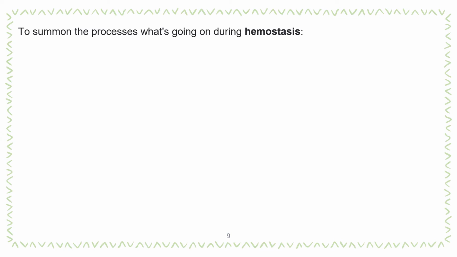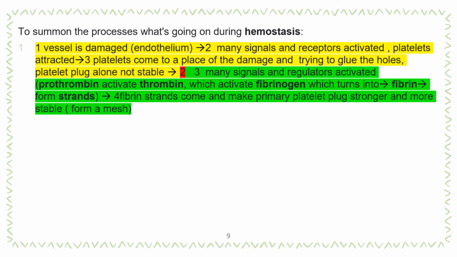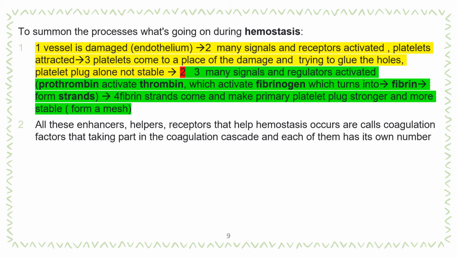To sum up the process of what's going on during hemostasis: the vessel is damaged, the endothelium is damaged, many signals and receptors are activated, and platelets are attracted. Platelets come to the place of damage and try to glue the holes. The platelet plug alone is not stable. Many signals and regulators are activated. Prothrombin activates thrombin, which activates fibrinogen, which turns into fibrin. Fibrin forms strands. Fibrin strands come and make the primary platelet plug stronger and more stable, forming a mesh.